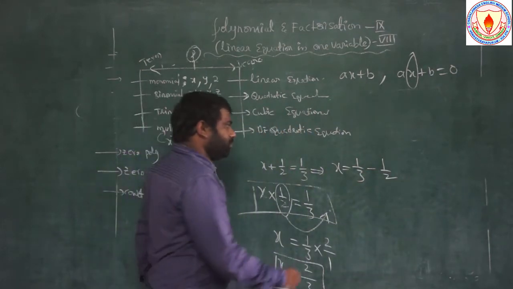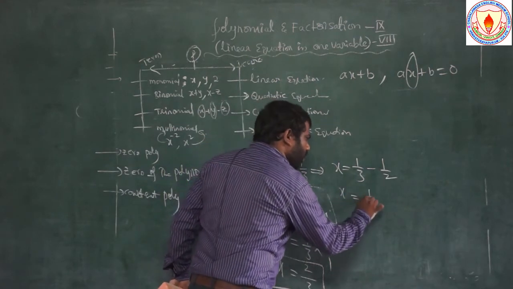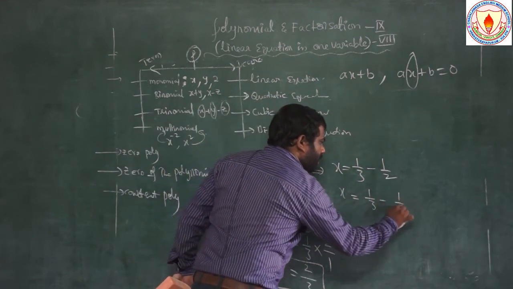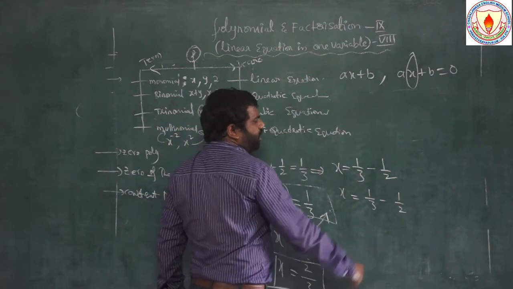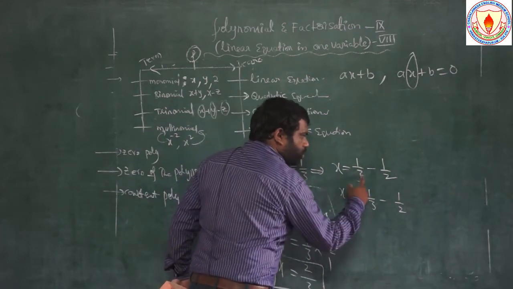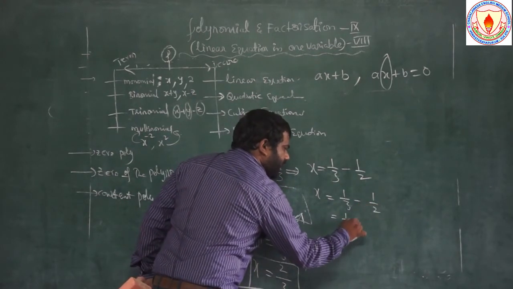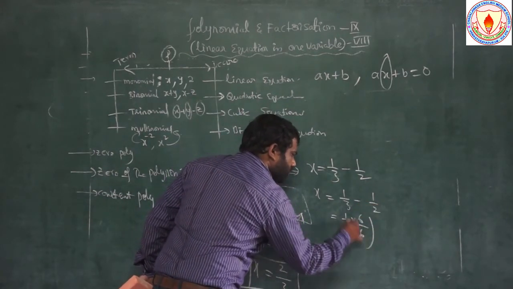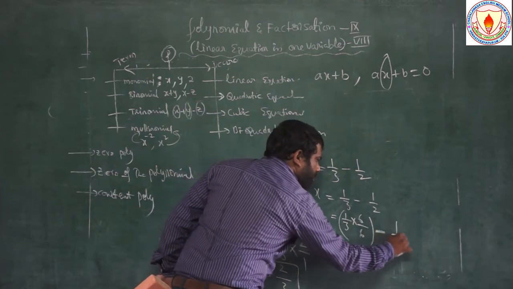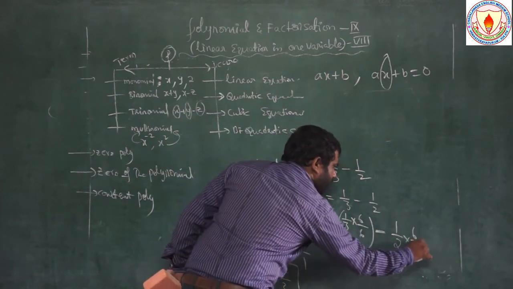And do the LCM. X is equal to 1 by 3 minus 1 by 2. See, do the LCM: 2 threes are 6. Both sides we have to multiply by 6. 1 by 3 into 6 by 6, minus 1 by 2 into 6 by 6.